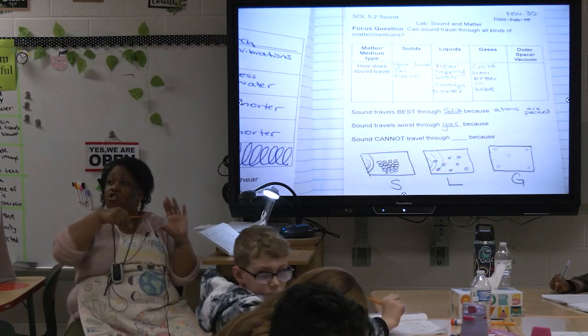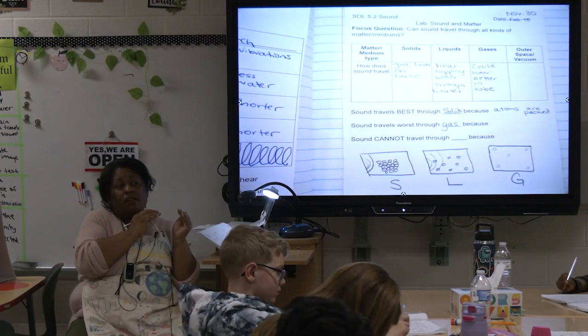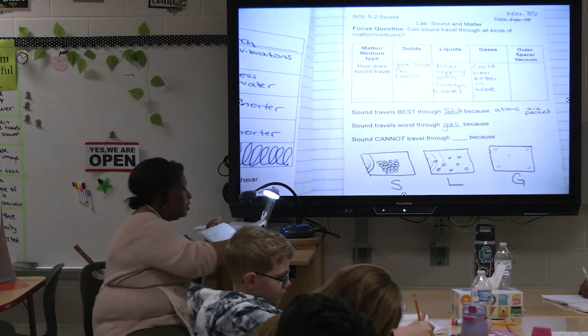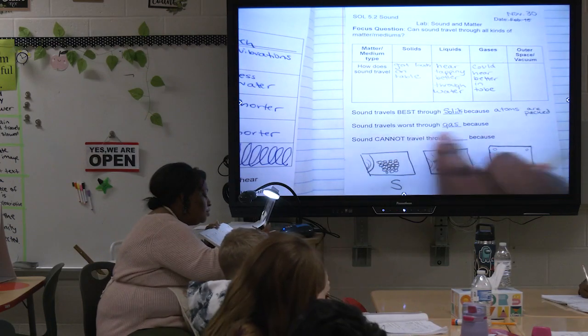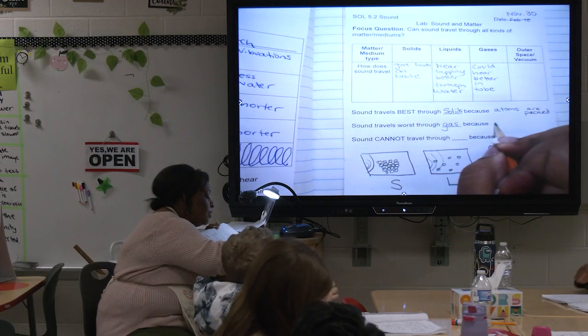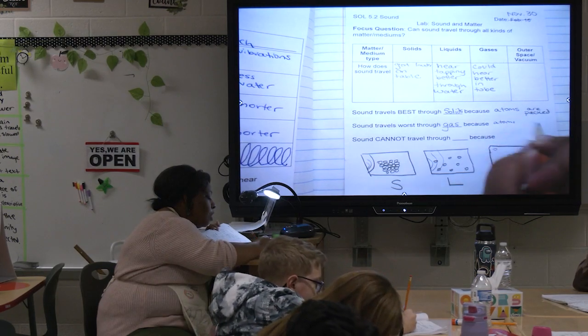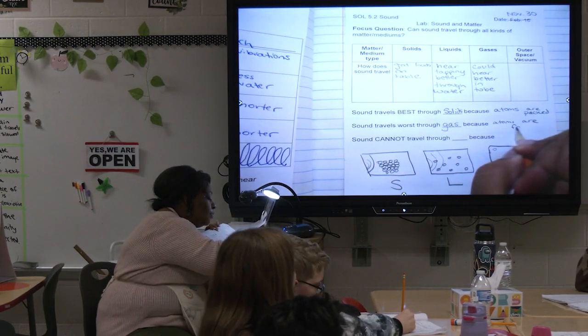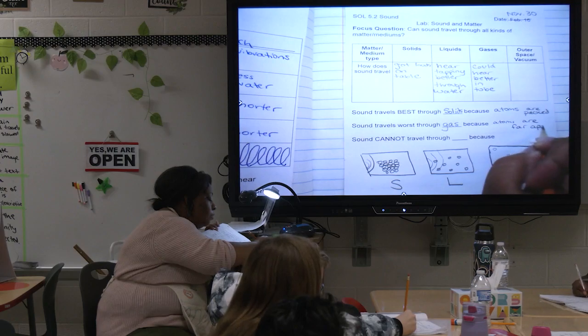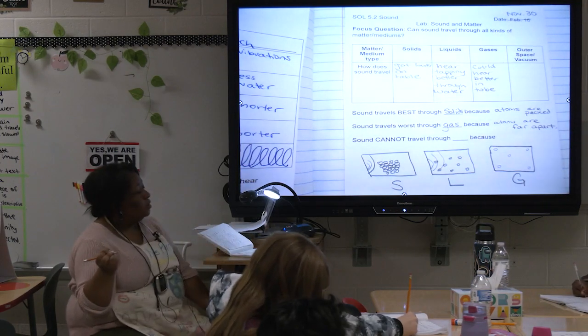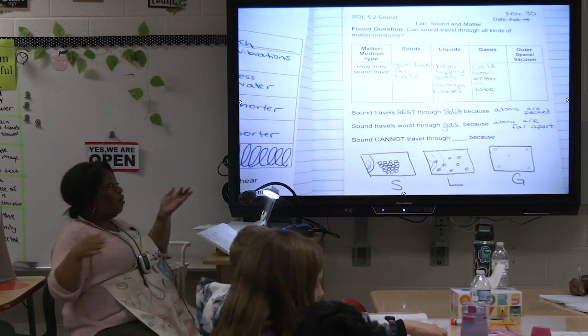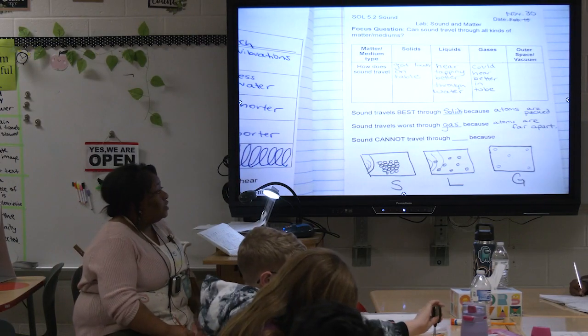But when you put it in the tube and the air was packed together, like Chloe said, it was much easier to hear. So why does it travel the worst through a gas? Because the atoms are far apart. They're very spread out. So because they're so far away from each other, it's just going to be way more difficult.